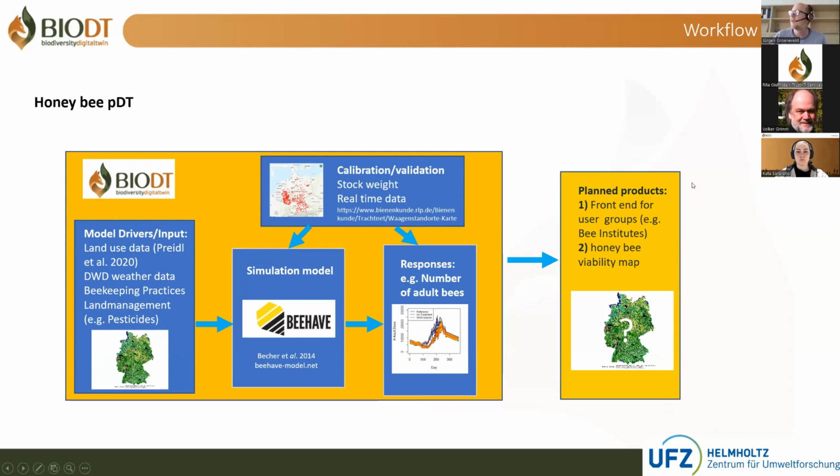But what products did we have in mind? Firstly, we had in mind to have a front end for users like beekeepers or bee institutes that are able to simulate a single hive at an arbitrary specific location in Germany. But as well, we wanted to have a tool that is able to run those simulations for the whole of Germany, which of course is computationally expensive. And this is why the PDT framework was so attractive for this use case.